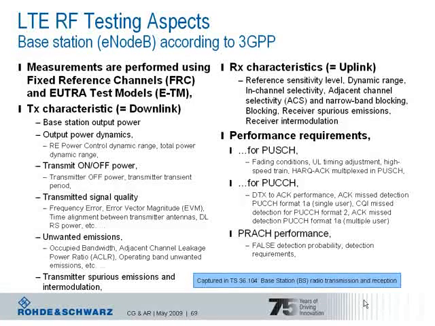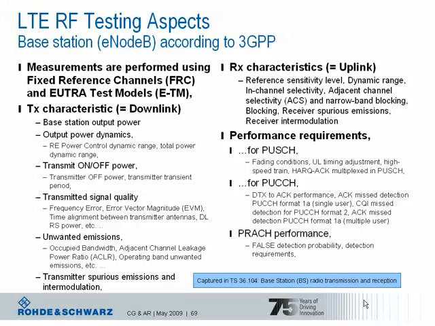Fixed reference channels are used testing the receiver of the base station. These receiver tests are, for example, reference sensitivity level, dynamic range, in-channel selectivity, adjacent channel selectivity, blocking, receiver spurious emissions, and receiver intermodulation. The transmitter of the eNode B is verified performing power measurements, checking output power dynamics, signal quality, unwanted emissions, transmitter spurious emissions, and intermodulation.